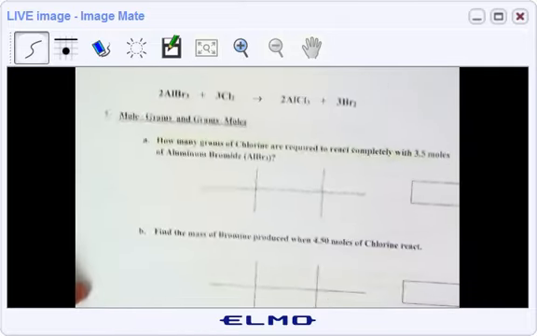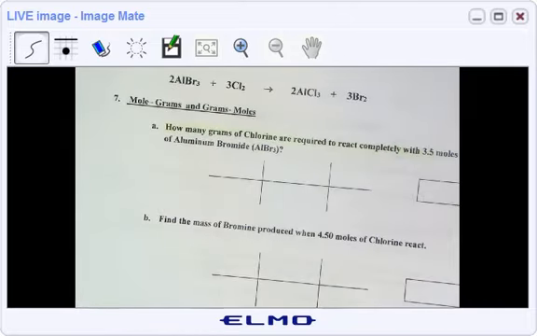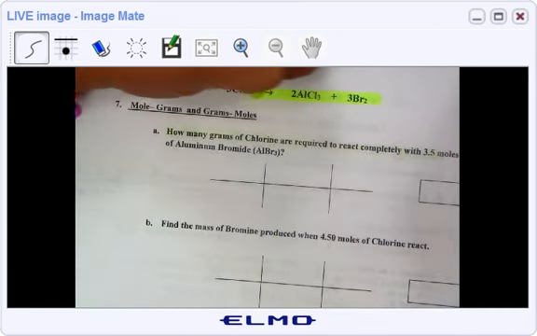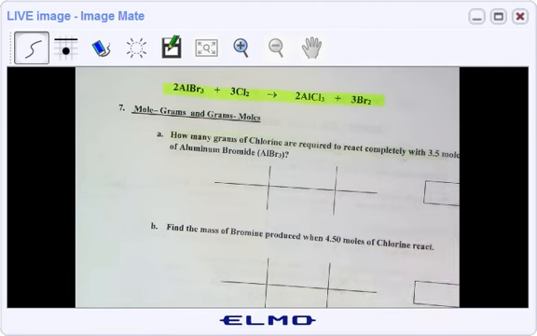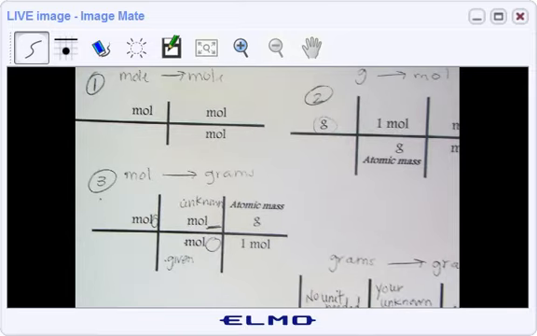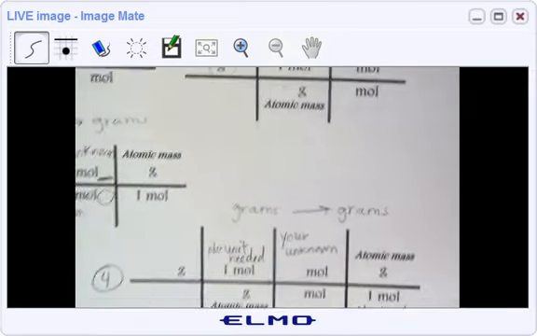Okay, we're going to start at number 7. We did moles to moles, and now we're going to do moles to grams and grams to moles. Again, this sheet will come in handy. Okay, so find this in your notes.